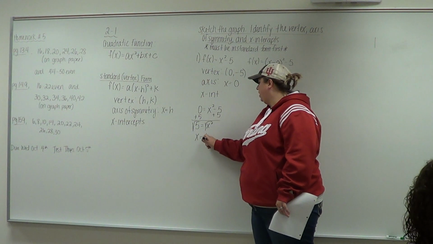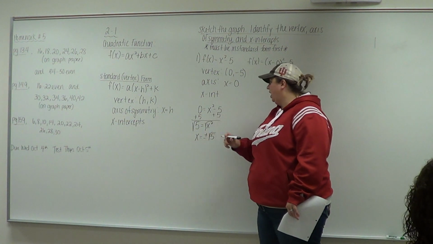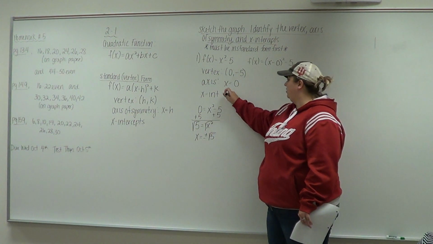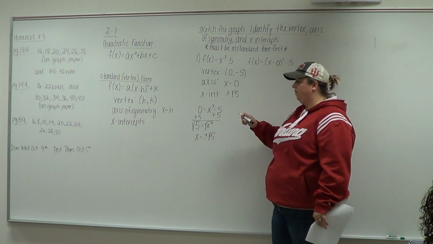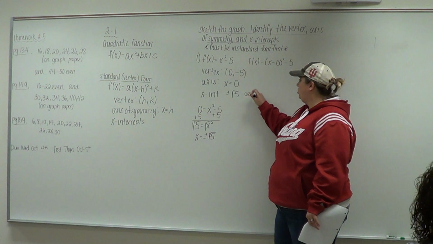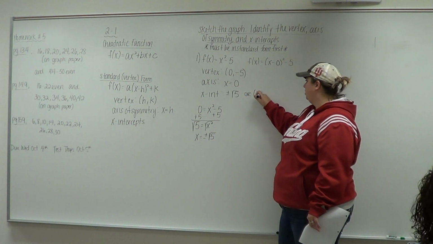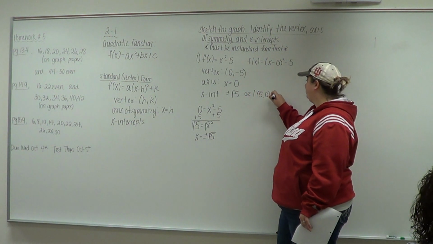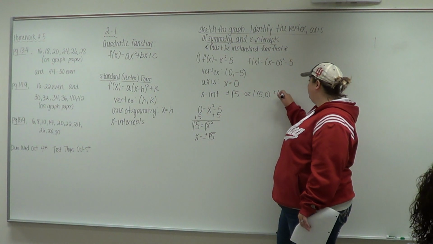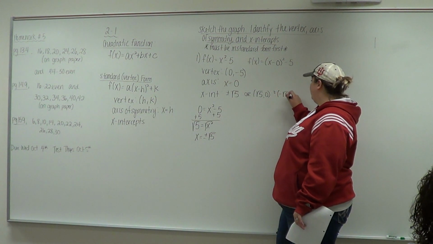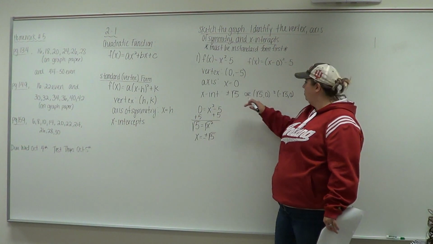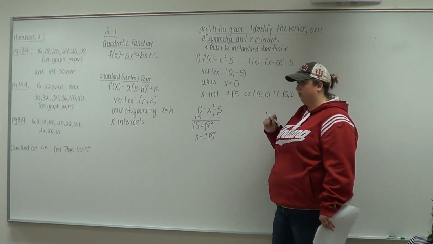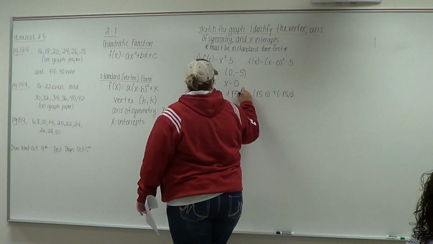So I have 2 x-intercepts. I have positive square root of 5 and negative square root of 5. If you put x-intercept and then you put that, that's totally fine. Or you can put these as points. Okay, I'm assuming most of you will just put x-intercept and put the number, but if you want to put them as points, you can.